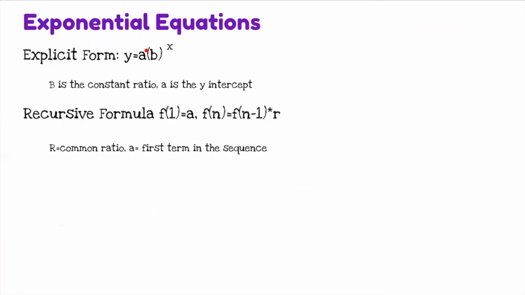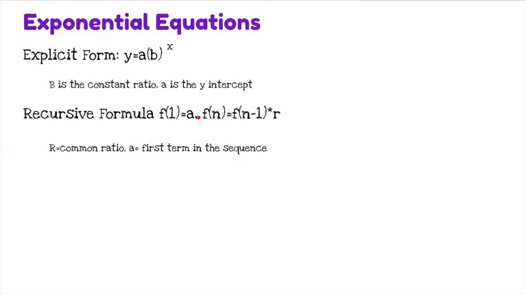Then here is how you represent exponential equations. There's only two ways. It makes it a little bit easier to figure out. Explicit form is y equals ab to the x. So b is the constant ratio and a is the y-intercept. Recursive formula, that is a review again. So it's basically the common ratio, which is the r, and then a is the first term in the sequence, or if this was f of 0, it would be the 0th term in the sequence.